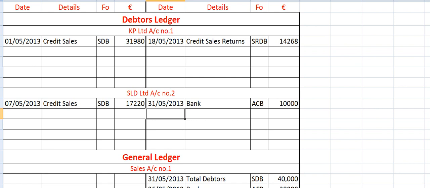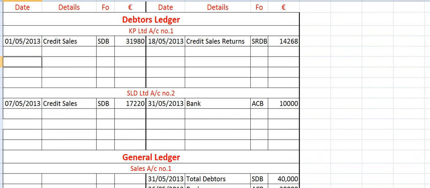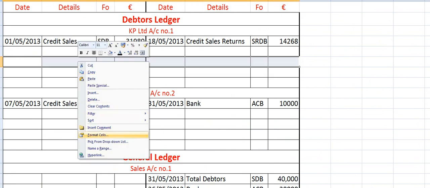So that's part B done. Part C then says balance the accounts on the 31st of May and extract a trial balance. So we're going to do that. We've already balanced the analyzed cash book. That's done. We're going to balance all these ledger accounts. Now the way you do that is you start by drawing your double line here.